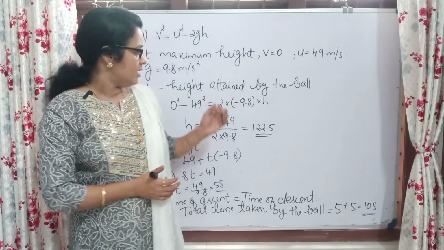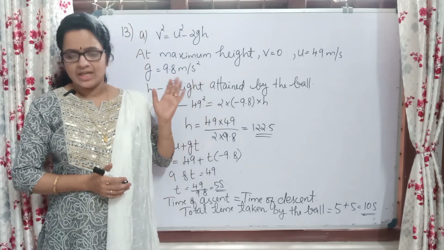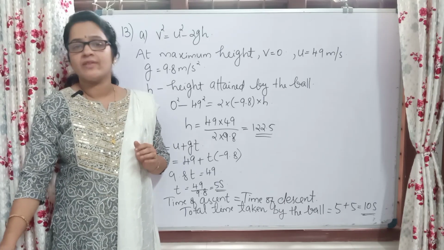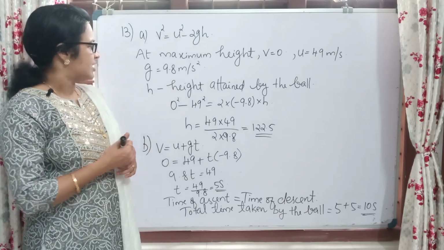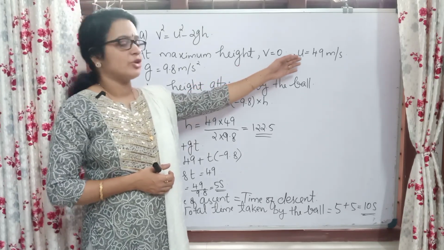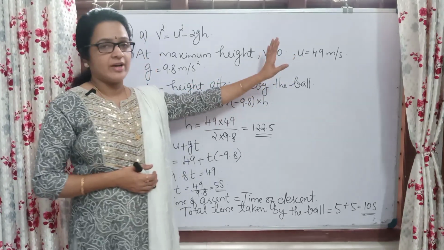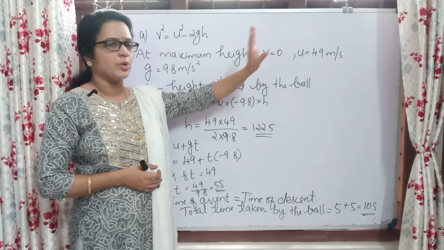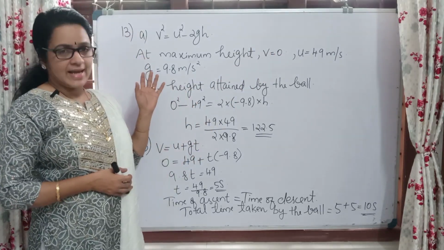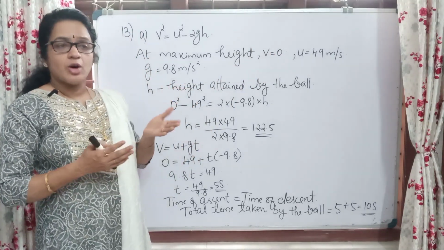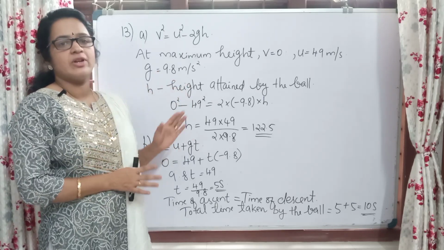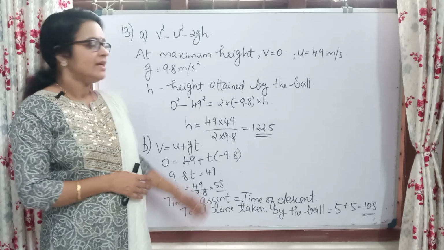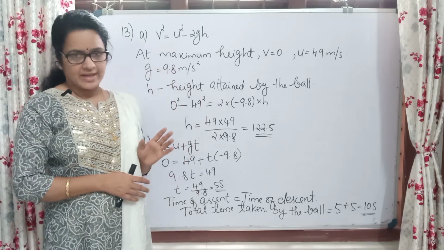So first of all we can look into the given data. What are the things given here? The initial velocity is given as 49 meter per second, that is u is 49 meter per second, and what will be the final velocity? That will be 0. And what about the acceleration due to gravity? Here the object is having free fall, right? That means the acceleration will be the acceleration due to gravity, that is 9.8 meter per second square.